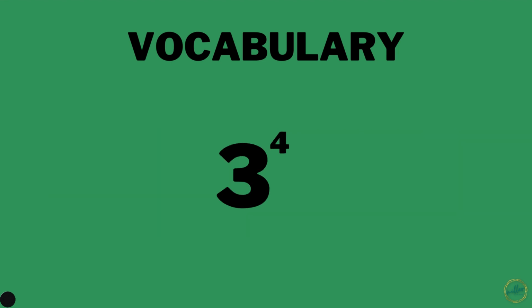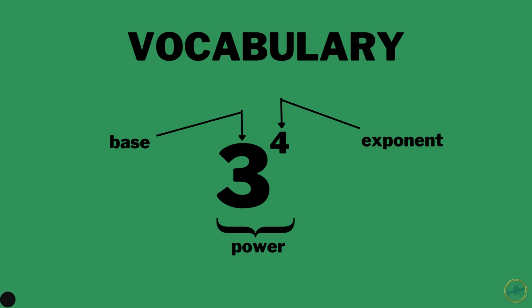Here's an example using the vocabulary. 3 to the fourth power. The 3 is the base. It's the number that is going to be repeated. It's the factor that will be repeated over and over. 4 is the exponent. The exponent is the number of times we will be repeating the multiplication of 3. And the entire piece, 3 to the power of 4, is called a power.